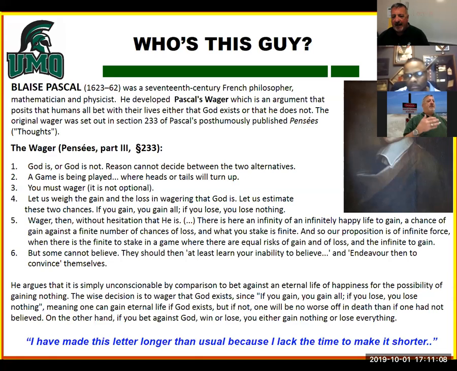As he does that, he says in the end, it's a bet against eternal life of happiness for the possibility of gaining nothing. The wise decision then is to wager that God exists. If he exists, then you gain everything. Okay? If you lose and you bet that God does not exist, you're really no worse off in death than if you hadn't believed. So you bet against God, win or lose, you either gain nothing or you lose everything.